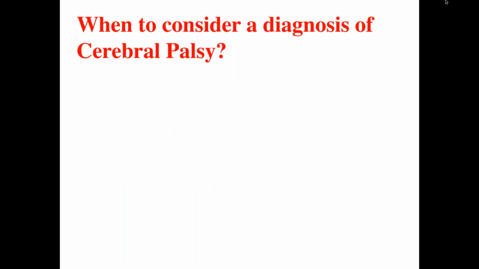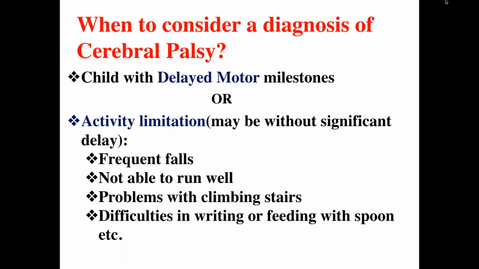So when do you consider a diagnosis of CP? A child who is presenting with delayed motor milestones or with activity limitation, with or without significant delay. Activity limitation may present as frequent falls, the child may not be able to run well, may have problems with climbing stairs, or have difficulties in upper limb use in the form of feeding with a spoon or difficulties in writing. These are some examples of activity limitation.